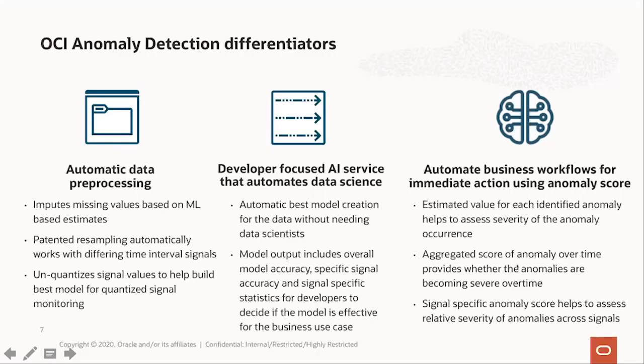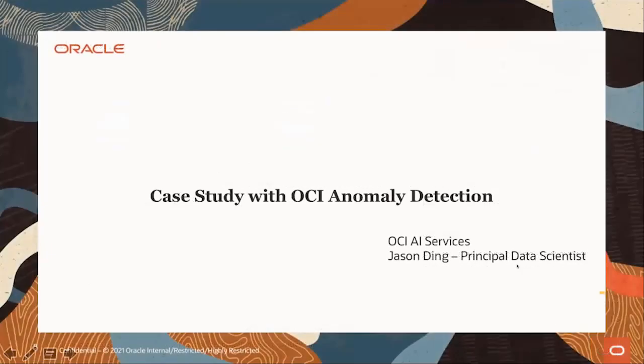So with that, let me hand it over to Jason, who's our principal data scientist, to give you a demo of one of the use cases with OCI Anomaly Detection. Thank you, Viji. Hey, everyone. This is Jason Dean. I'm one of the data scientists at OCI helping build the anomaly detection product. I would like to show you a case study of how to use our product to detect anomaly events in one business case.